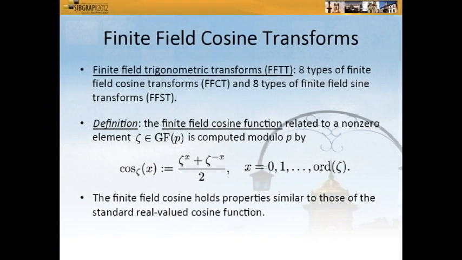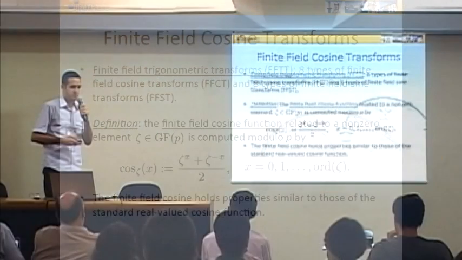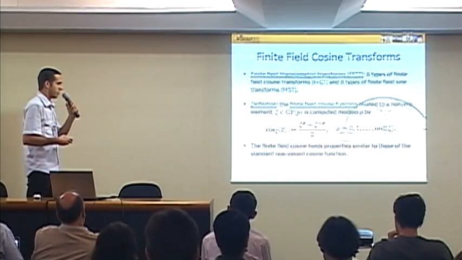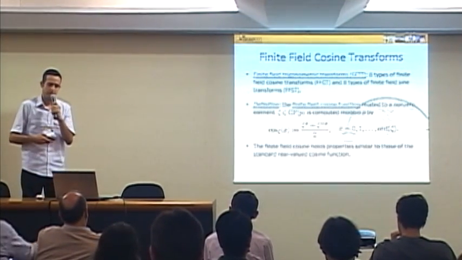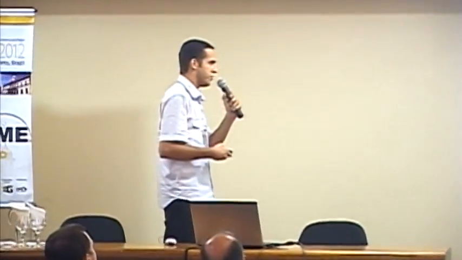I have to present some theoretical background related to the finite field cosine transform. Actually, finite field trigonometric transforms were introduced 4 years ago in my PhD thesis, and we have a family of trigonometric transforms composed of 8 types of finite field cosine transforms and 8 types of finite field sine transforms. They are analogous to the DCT and the DST, but they have different properties.